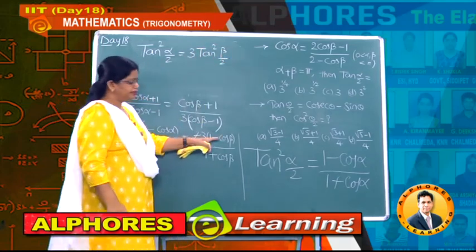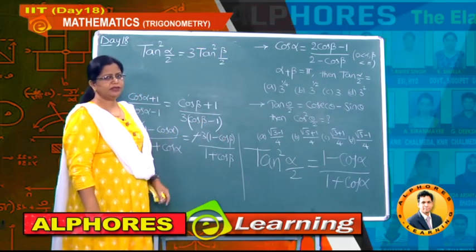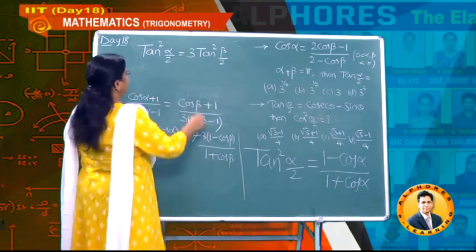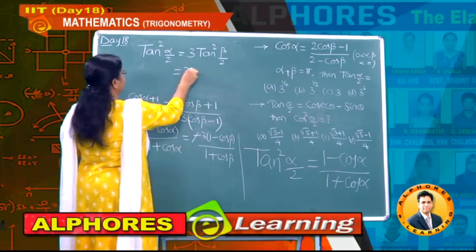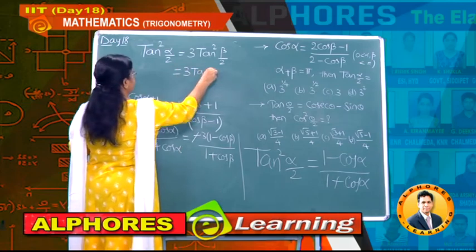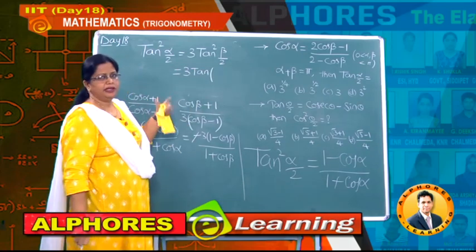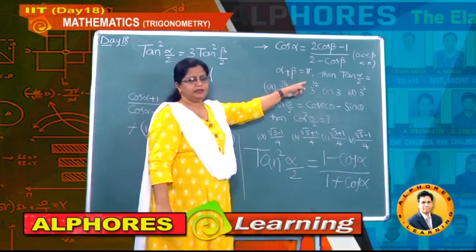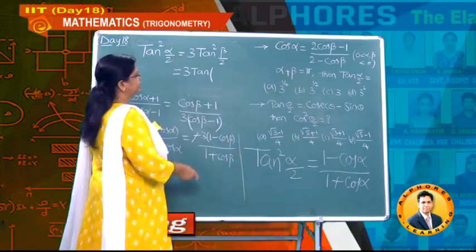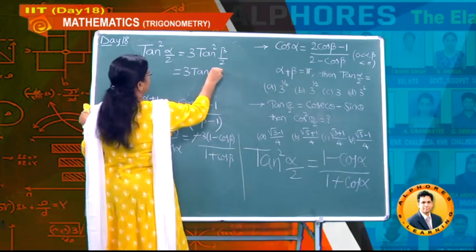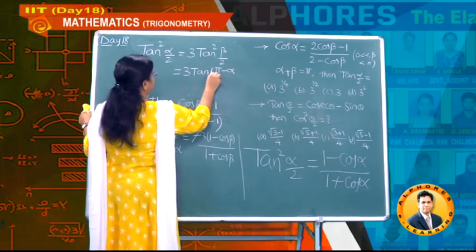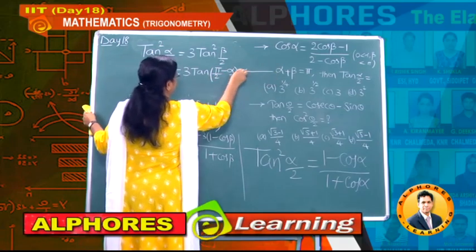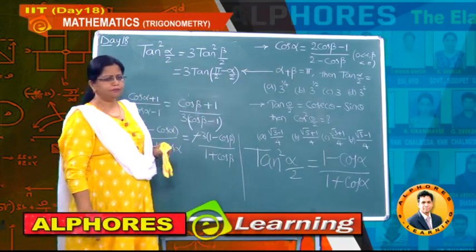It is nothing but 1 minus cos beta by 1 plus cos beta. But the answer is not in terms of this. Now let us substitute here: 3 into tan square, and wherever beta is there, let us write pi minus alpha. What is alpha plus beta, students? It is pi. So let us substitute beta as (pi minus alpha) divided by 2. Therefore pi by 2 minus alpha by 2, based on this condition, understand.